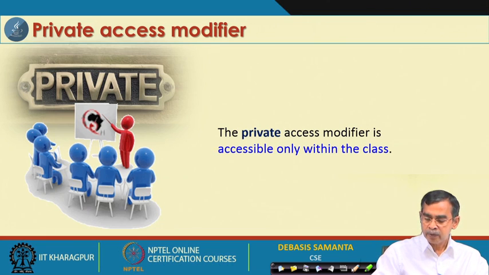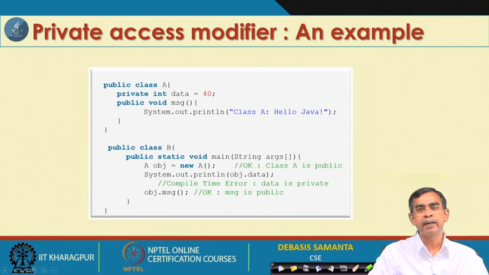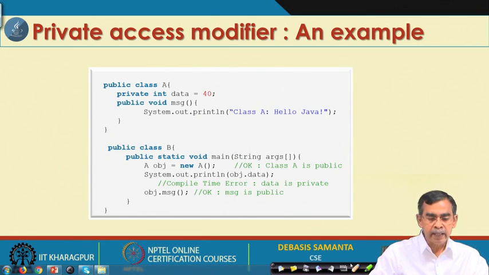Whenever you specify this modifier for a class member, it means that any method which belongs to the same class can access it, and outside that class no method can access that member. So, this is the concept of the private access modifier. Now, let us have an example here.